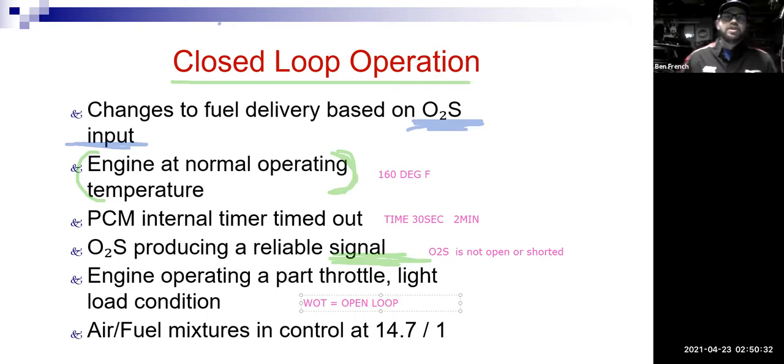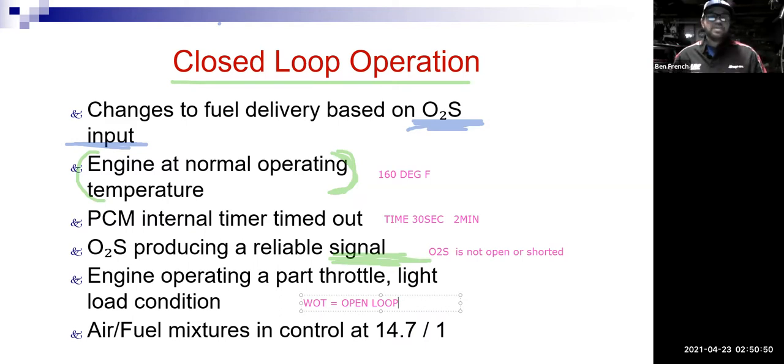Okay, so if you're floored out there, the throttle position sensor is going to see that. So it says, hey, this guy's floored. He's pedaled the metal. I don't care what the O2 sensor says. I'm going to dump a bunch of fuel in the motor to make horsepower, right? So if I'm at wide open throttle, I'm going to be in open loop.